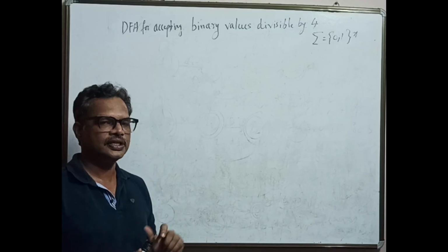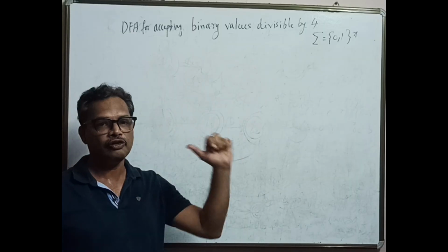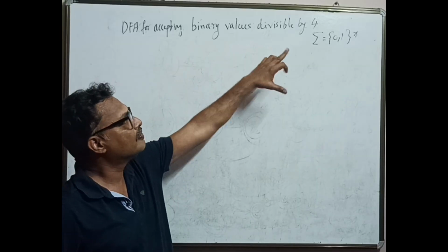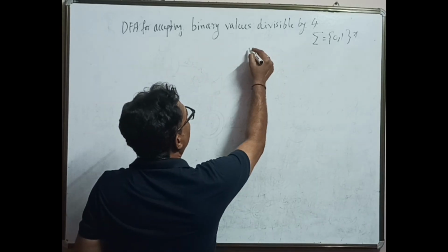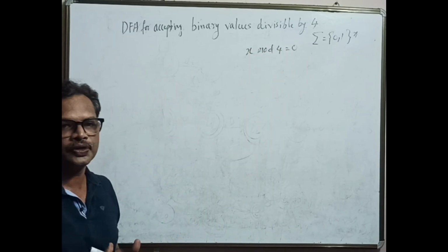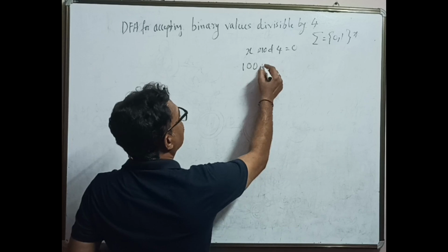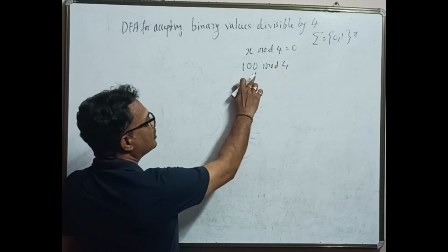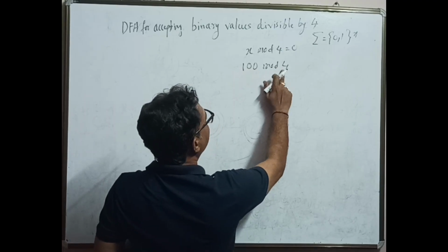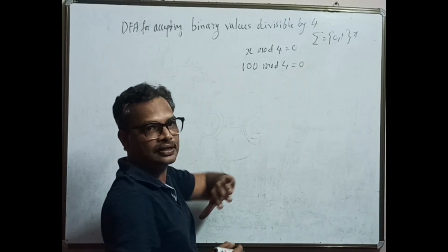In this session, let us construct a DFA for accepting binary values divisible by 4 over the symbol set 0, 1. Binary values divisible by 4 is also equivalent to any given value mod 4 equal to 0. That is also true. So, if I supply 100 mod 4, 100 is 8. So 8 is completely divided by 4. It gives me 0 remainder. Similarly, 12, 16 and so on.